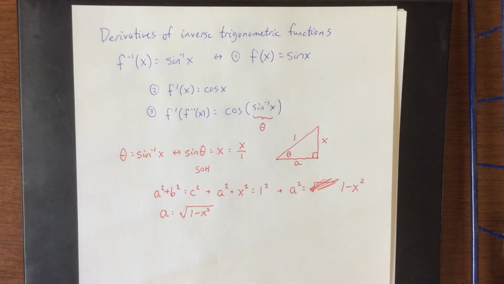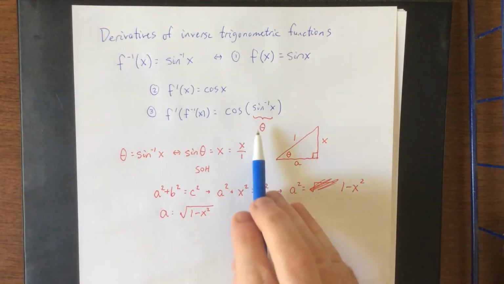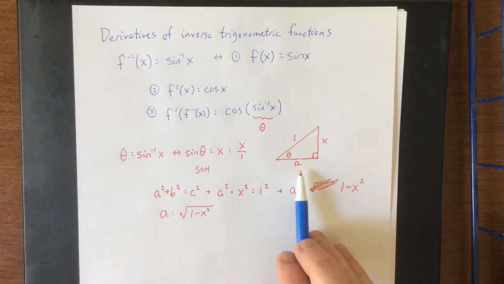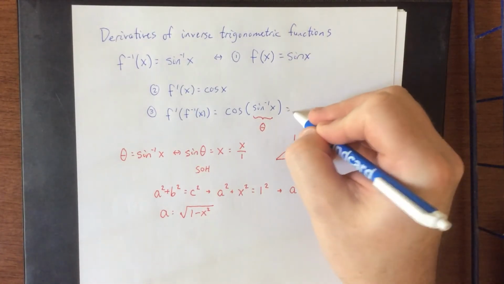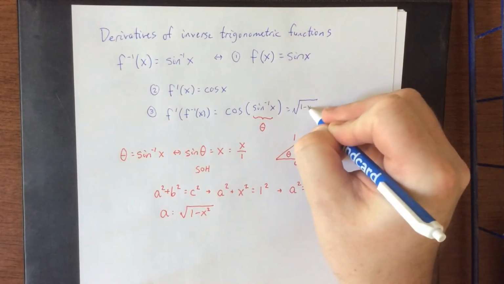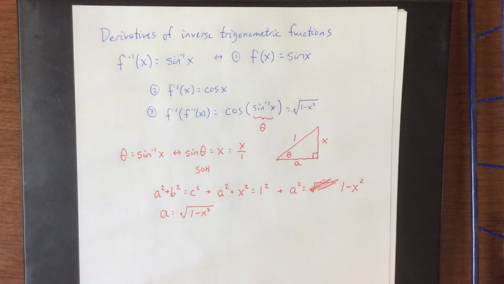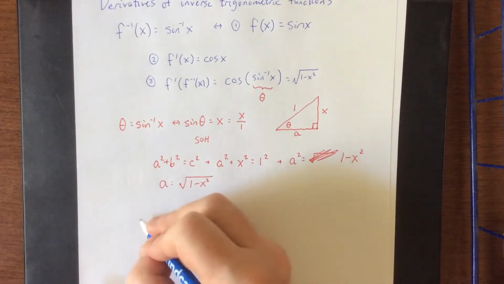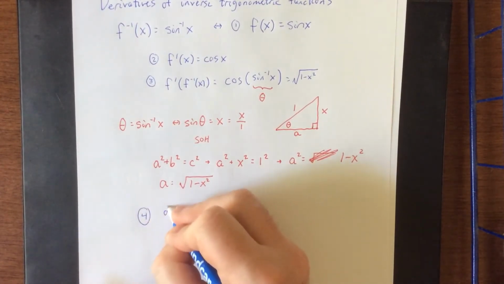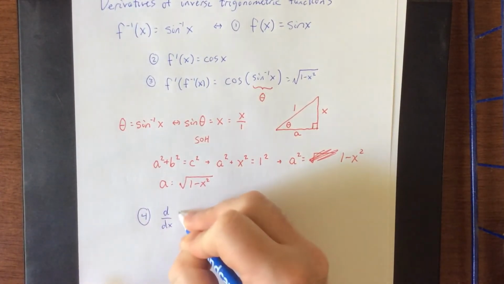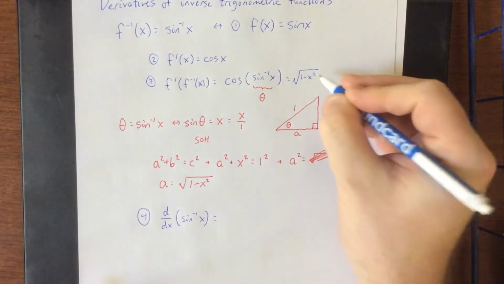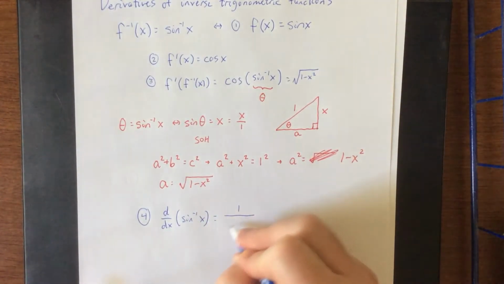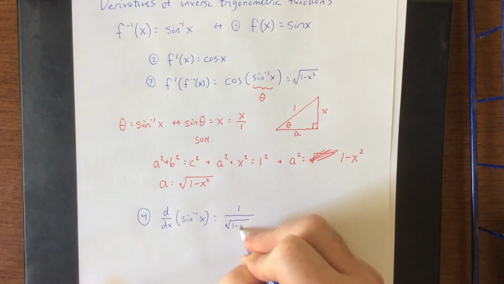So with that in mind, since we're interested in the cosine of theta, now the cosine of theta would be the adjacent over the hypotenuse. So that would be equal to the square root of 1 minus x squared. So to finish this process off, we take the reciprocal of this and we get the derivative of our inverse sine function. So the reciprocal of this expression would be 1 over the square root of 1 minus x squared.